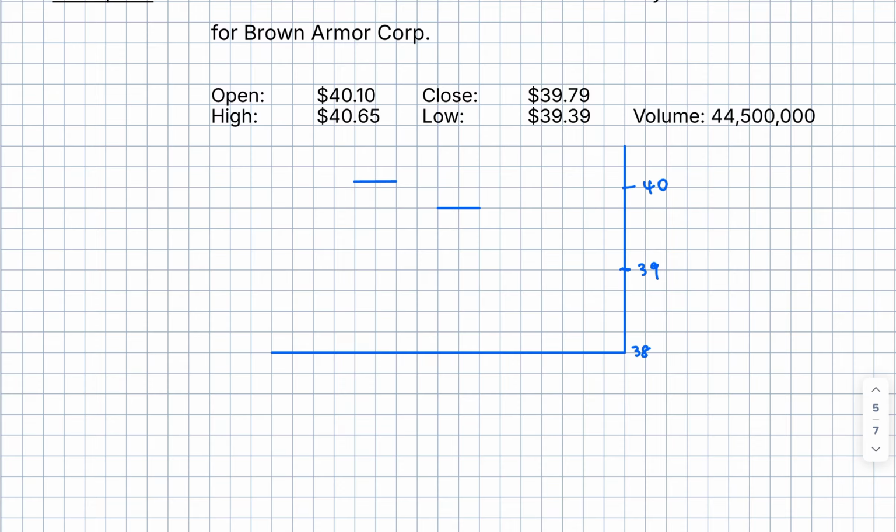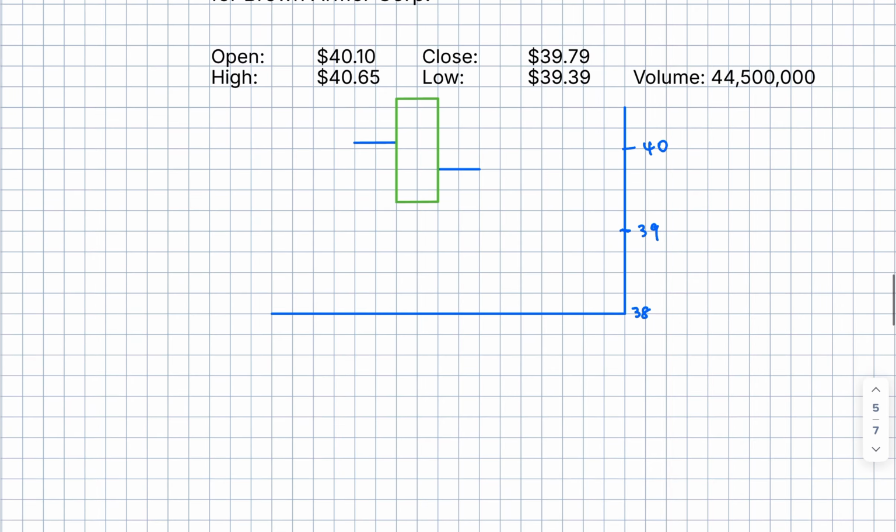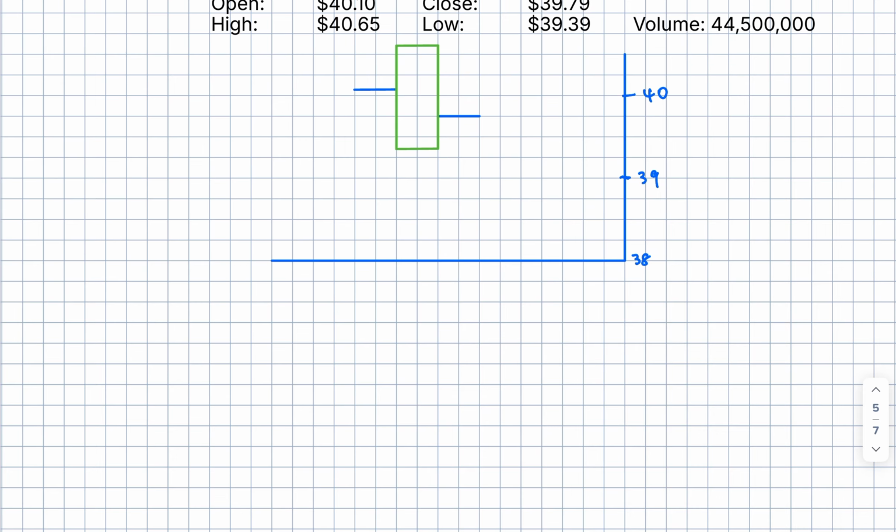And our high was 40.65. So that's right about, let's see, 25, 50, 65. Let's say it's right about there. And our low was 39.39. So that should be about here. All right, so we can go ahead and close this off. Okay, so that's part of our stock bar chart, and then we have to create another one that represents the volume. So let's go ahead and do that.